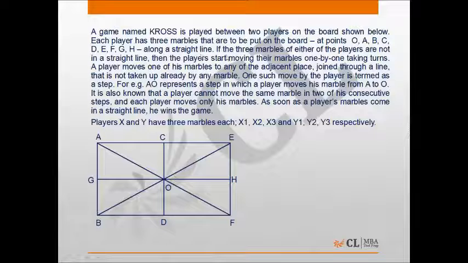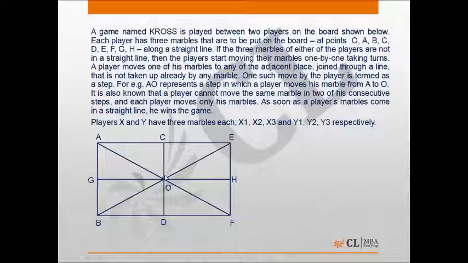along a straight line. If the three marbles of either of the players are not in a straight line, then the players start moving their marbles one by one, taking turns. A player moves one of his marbles to any of the adjacent places joined through a line. It means if a player has one of its marbles at C, he can move that to either point A, E, or O only, not to any other points. And one such move by a player is termed as a step.